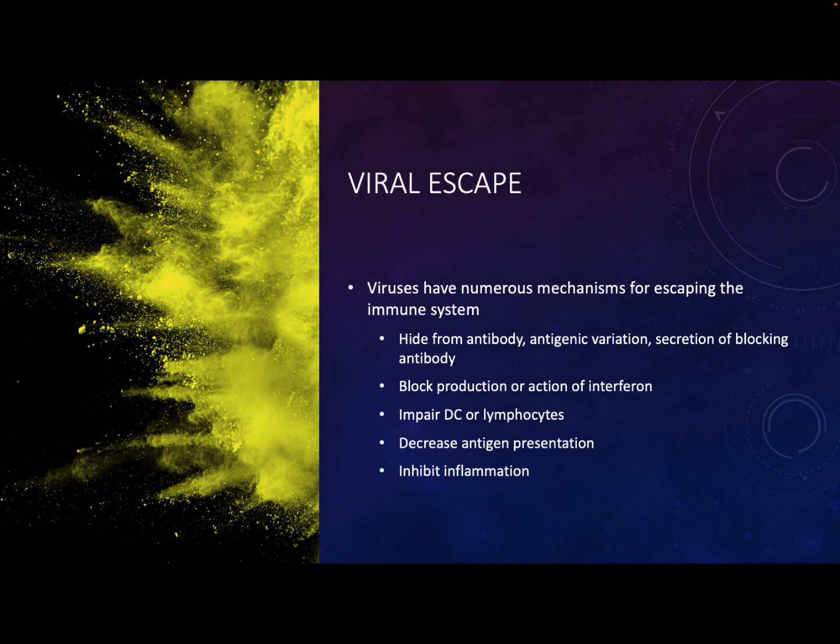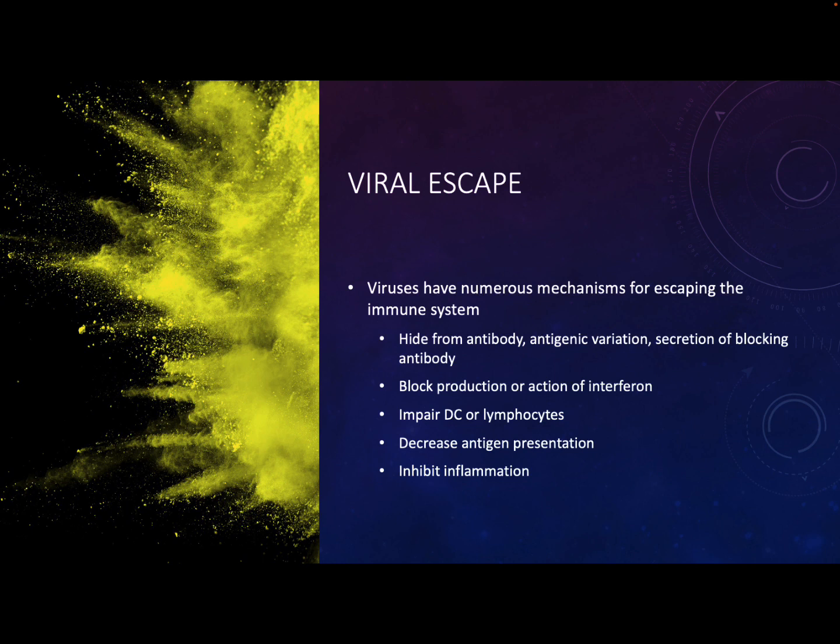When we talk about viruses, we'll talk more about some of these things, but viruses can also escape the immune system. Obviously, we've all had viral infections, so viruses are able to do something to avoid our immune system. They can hide from antibody. They can change the antigens they show on the surface. They can secrete kind of their own form of an antibody that will block ours. They can block the production or action of interferon. They can impair dendritic cells and other lymphocytes. My favorite is they can decrease antigen presentation. They can basically induce the cell to no longer express class 1 MHC.